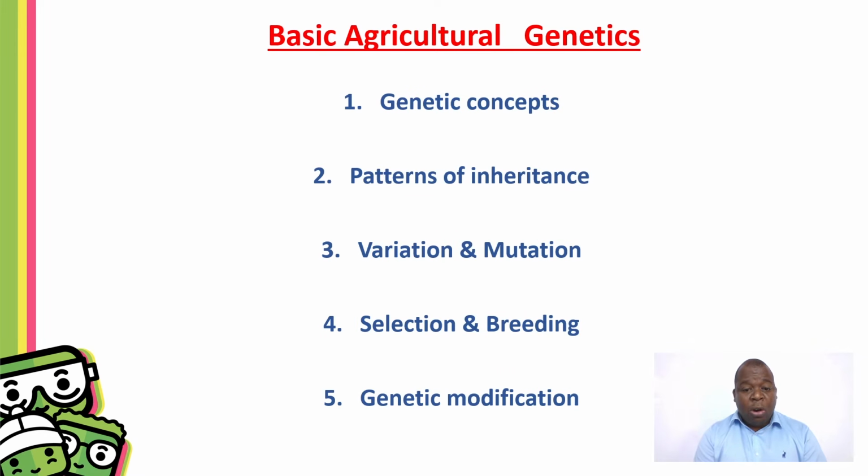And then we'll also go on to look at variation and mutation. What is variation? With variation, we are focusing on the differences that exist between organisms of the same species. So you look at the causes of variation. Is it an external cause of variation or an internal cause of variation? We also look at mutations. What are the causes of mutations in plants or animals? What are the benefits of some of these mutations?